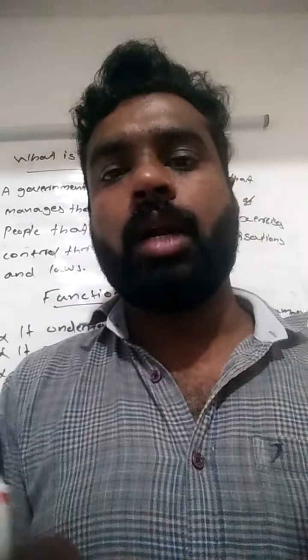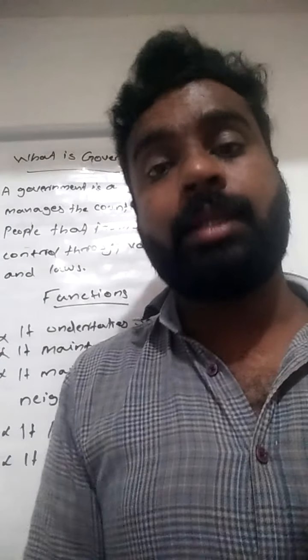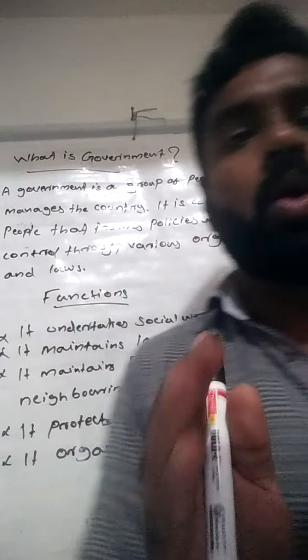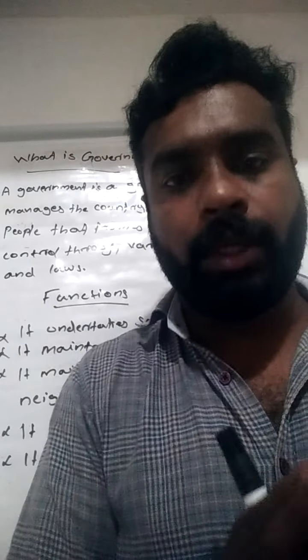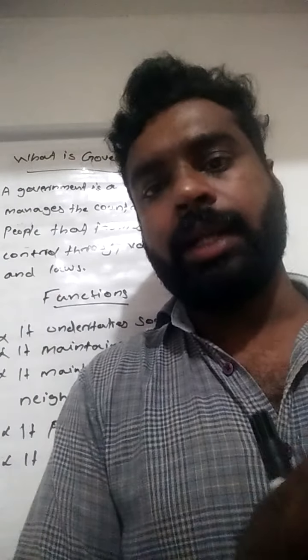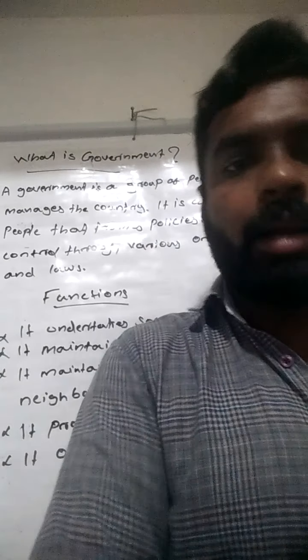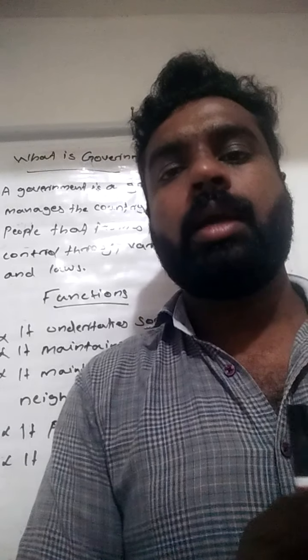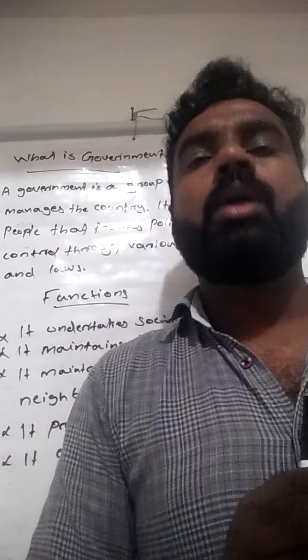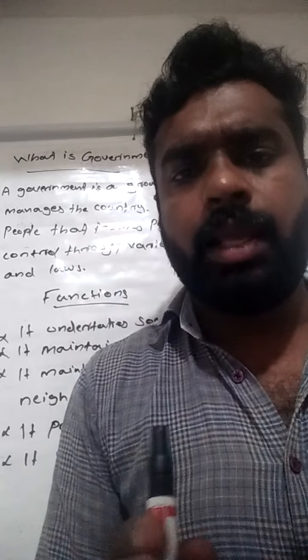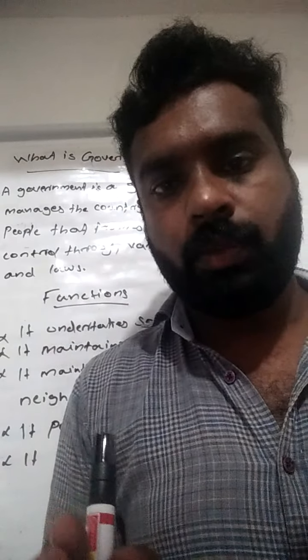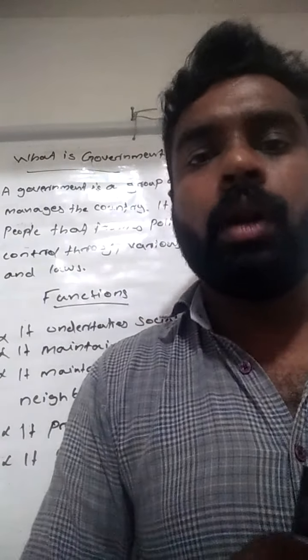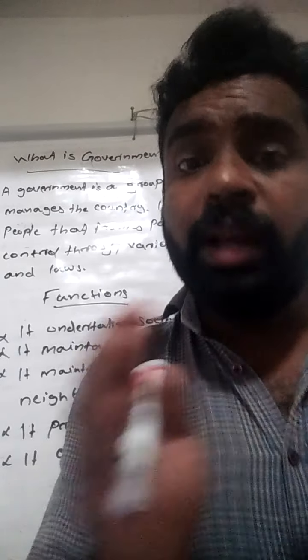So the definition of government: a group of people that manages the country, a body of people that frames policies and exercises control through various organizations and laws. In India there is a government, and in all other countries also. In Pakistan there is a government, and in our neighbor China also. Most countries need a government, so it is very important for a country.